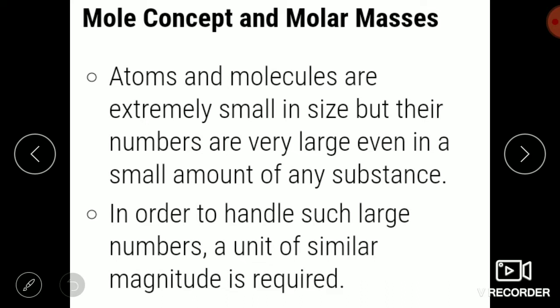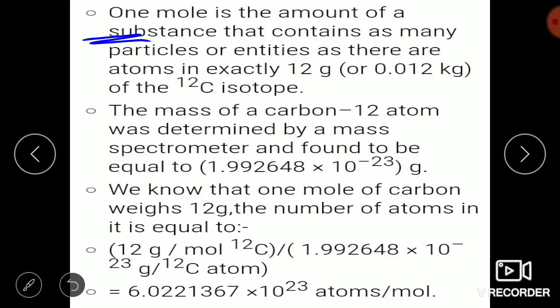Next, in order to handle such large numbers, a unit of similar magnitude is required, and that unit is nothing but your 1 mole. So how do we represent the number of atoms or molecules present in a given substance? We give it in terms of mole, and in a mole we have a large number of atoms or molecules. Also you know that the mole is one of the 7 basic units. We discussed the 7 fundamental units. The mole is one of them, that signifies the amount of substance.